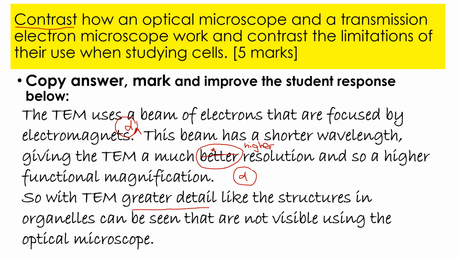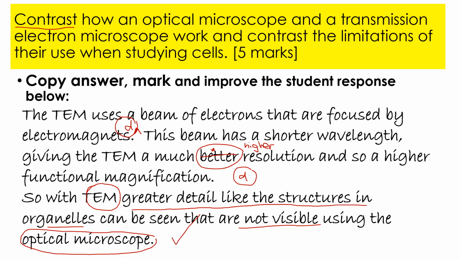And I think saying greater detail at the structures inside in organelles being seen by the electron microscope that are not visible, so that's if you like, a limitation of the optical microscope. Now they can have 1 mark. So you can see that when they're aiming for 5 marks, we really need almost a page of A4 of compare and contrast. So making sure you do the electron microscope and then follow that by the optical microscope.